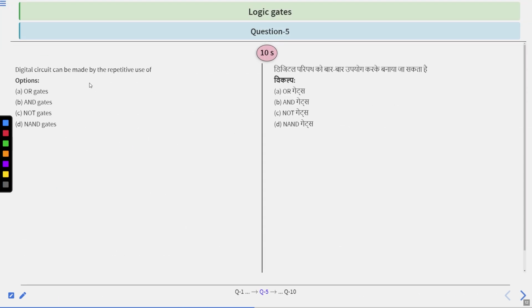Question 5. The digital circuit can be made by the repetitive use of which gates? Option A, OR gates; option B, AND gates; option C, NOT gates; and option D, NAND gates. So which option is correct? You have 10 seconds to solve this question. After 10 seconds, we will provide the solution.